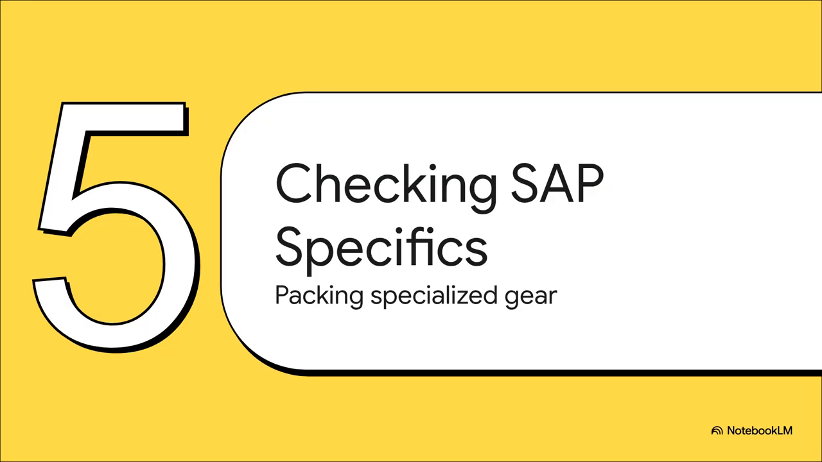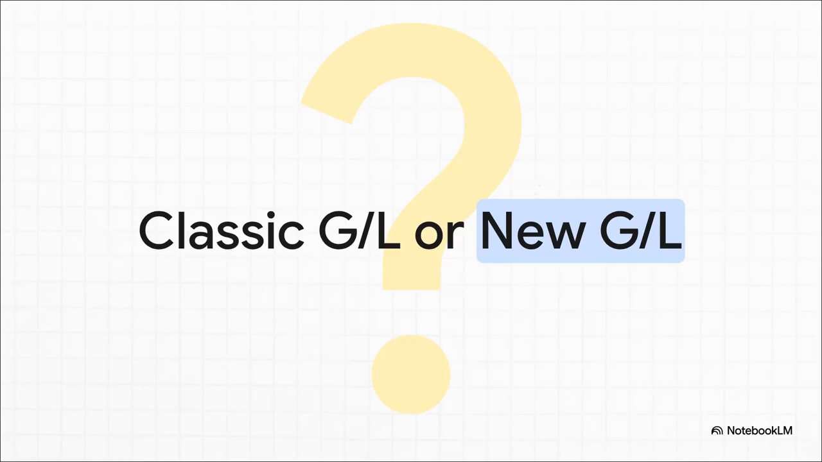All right, we've got the lay of the land. Now it's time to check our specialized gear. We're getting into the nitty-gritty SAP details now, the kind of stuff that can be the difference between a smooth journey and hitting a massive, unexpected roadblock. Here is a perfect example. Are you using the classic general ledger or the new general ledger? I know it sounds technical, but the answer to this one question completely changes your migration path.